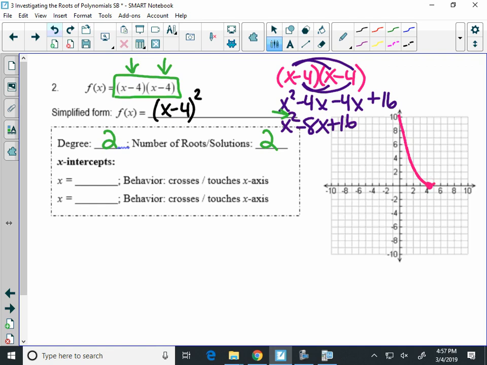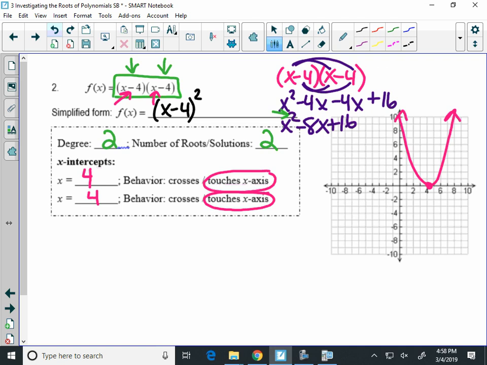I come down, I bounce off, and that is the sketch of my parabola. Now we'll talk again in a second how we can do this without even using our calculator. But when I look at that graph, I have an x-intercept at x equals 4. That comes from this factor. My other solution is also at x equals 4. And at the x-axis, that graph is touching or bouncing off of the axis.